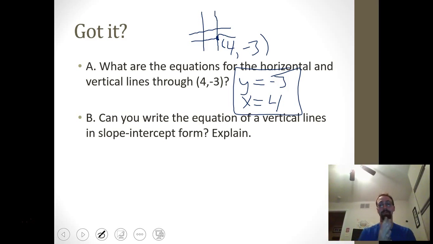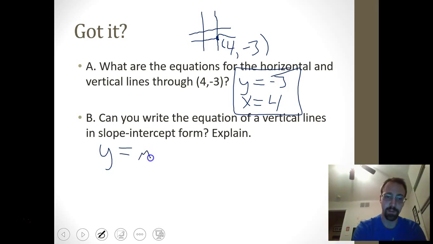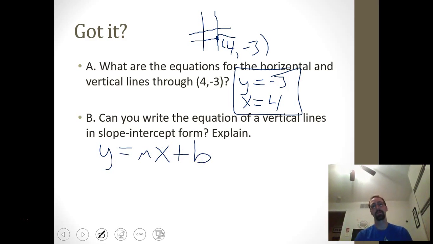So now that we have that done, I need you to go ahead and work on B. Mr. Brummond does know the answer to this. So this one says, can you write the equation of vertical lines in slope-intercept form? I'm going to remind you what slope-intercept form is. Y equals mx plus b. So if you would please, take a little bit to write down your answer to this.